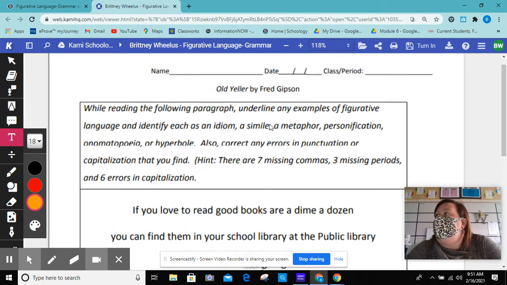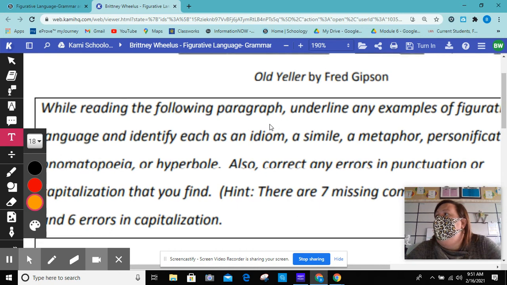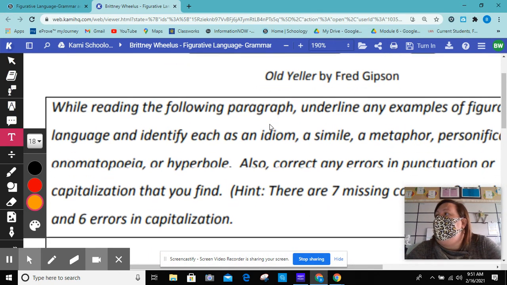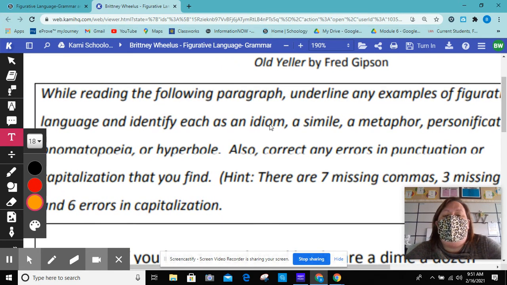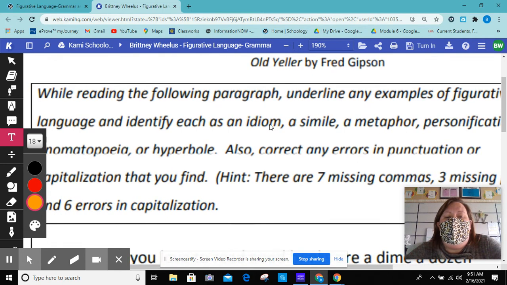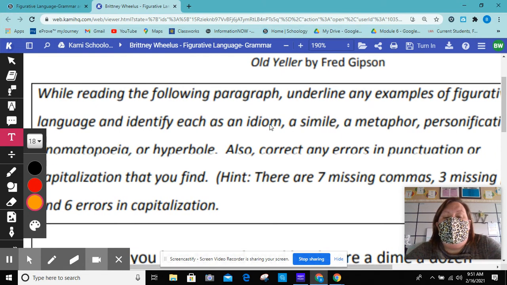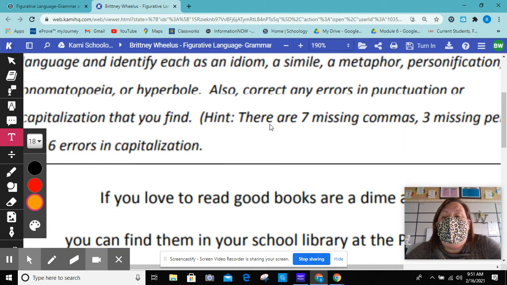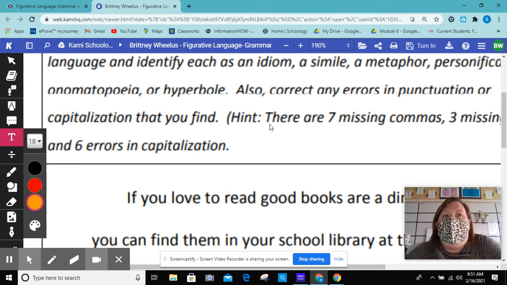Now, the first thing you should always do when you begin an assignment is read the what? The directions, okay? And it says, while reading the following paragraph, underline any examples of figurative language and identify each as an idiom, a simile, a metaphor, personification, onomatopoeia, or hyperbole. Also, correct any errors in punctuation or capitalization that you find. Hint, there are 7 missing commas, 3 missing periods, and 6 errors in capitalization.